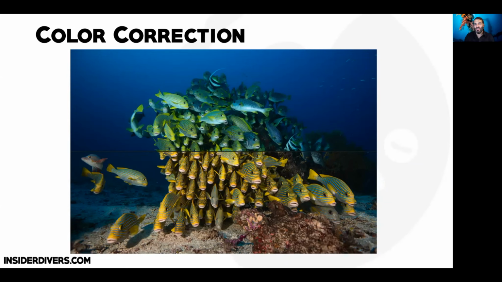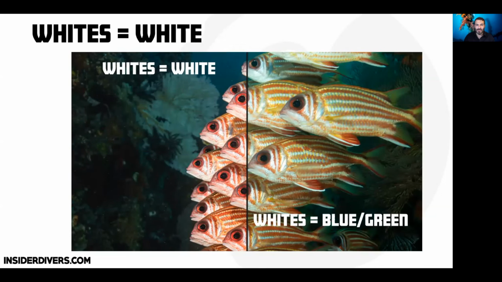But that's actually not what we're looking at first. The first thing we're looking at is if our whites are white or if they are more blue-green. So if you look in detail on these squirrelfish, was also in Raja Ampat here, you can see that here they are blue-green and here they are white. So that tells you that the left side is the one that's white balanced and the right side is how it came out of the camera.